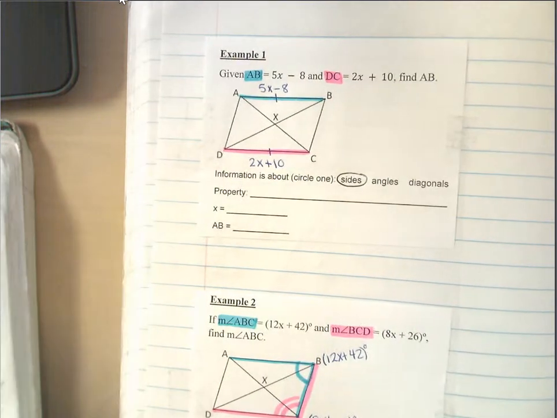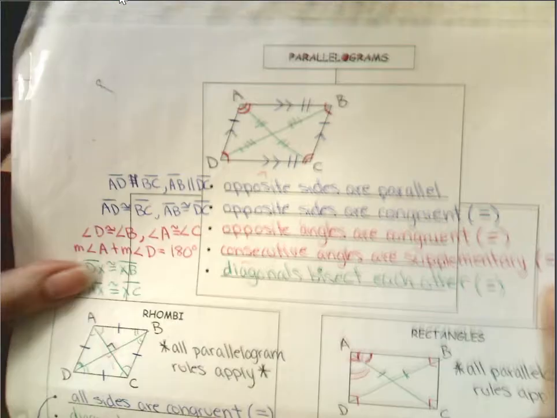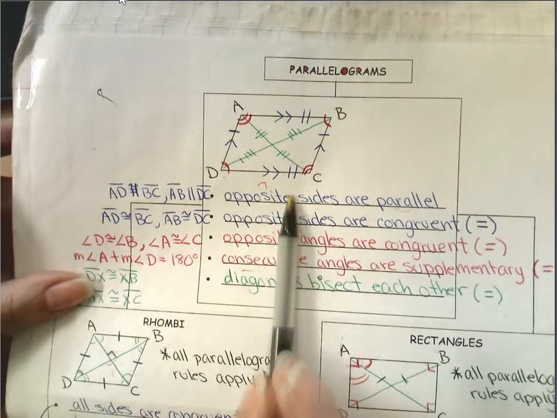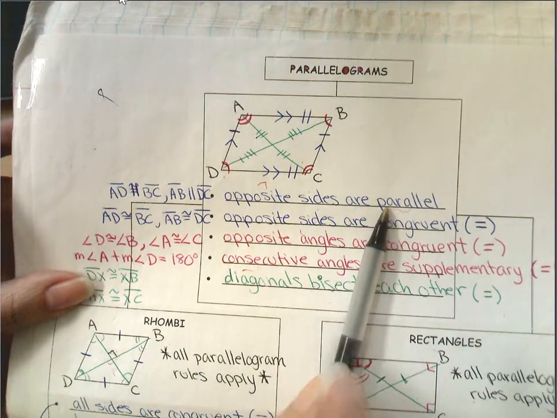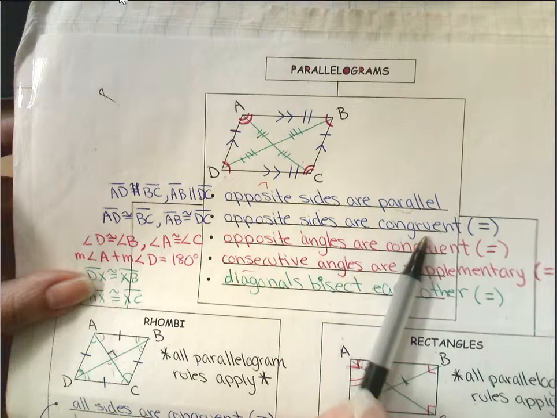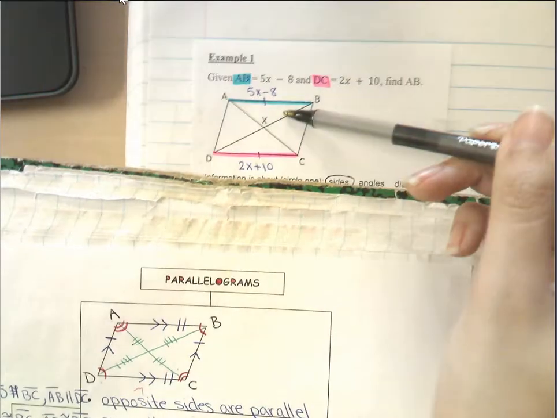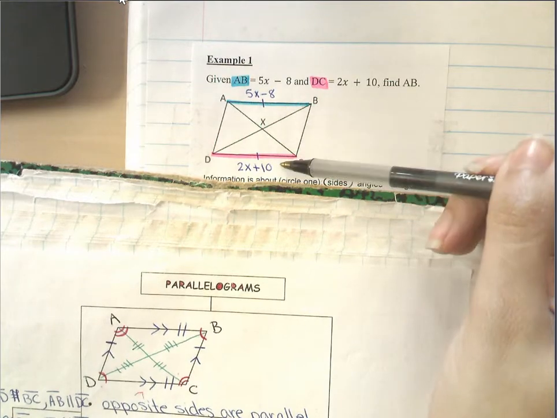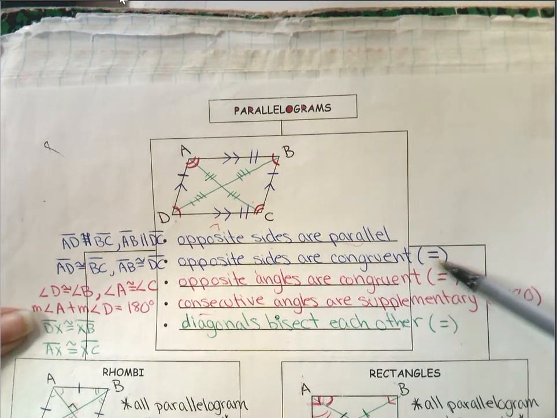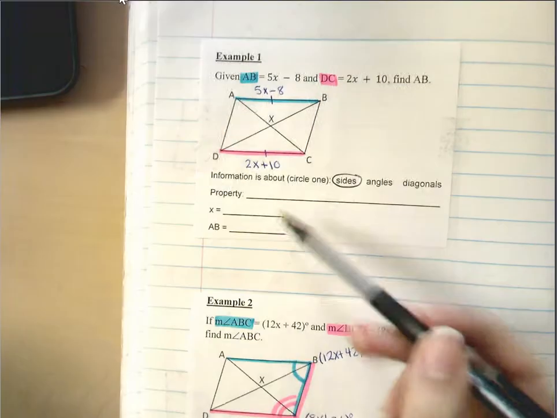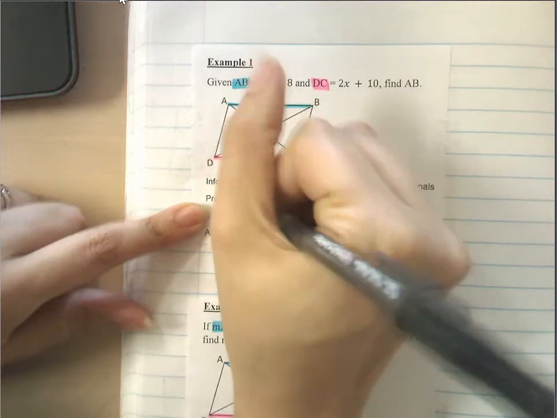The property that I'm looking for is going to have to talk about sides. So when you look in your notes, I have 2 things that talk about sides. I know opposite sides are parallel, and I know opposite sides are congruent. And this is what's going to help me set up my equation. In my example, the sides that are given to me are opposite, so then I know by this property that they're congruent, which means they're equal. So then I'm going to write that property right here. Opposite sides are congruent.